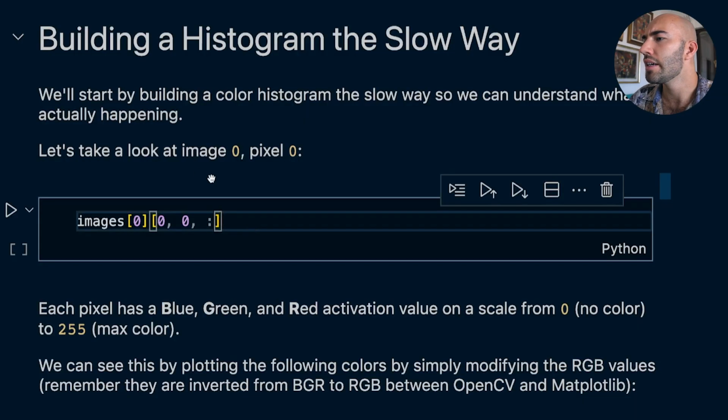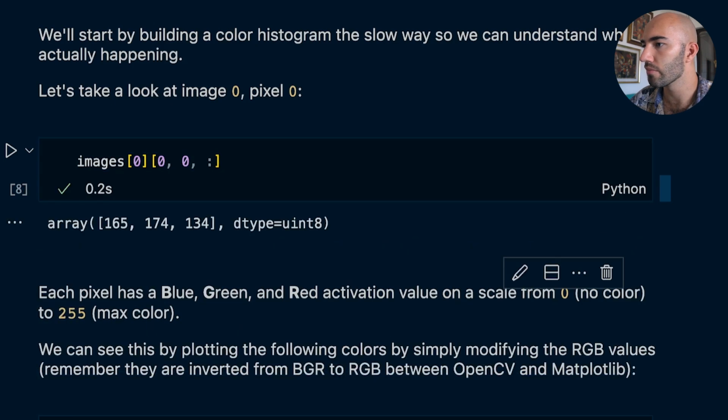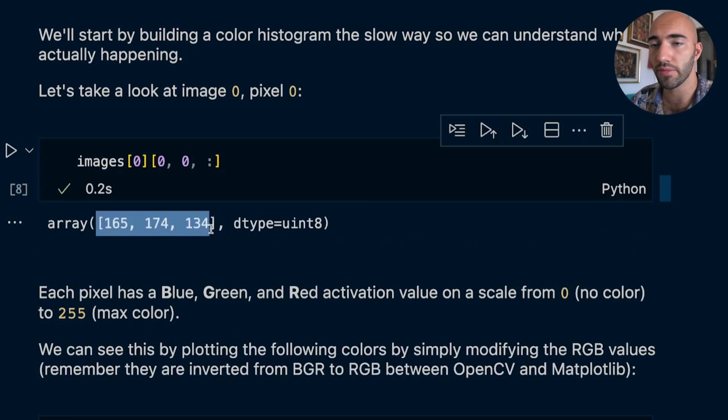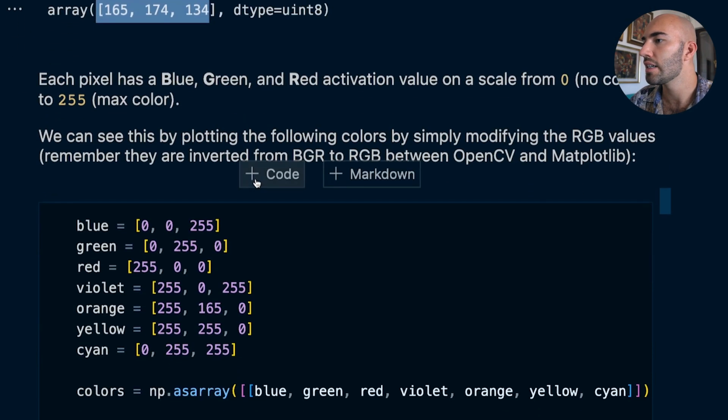So first we're going to go through building a histogram the slow way, just so we can understand exactly what is actually going on. So let's take a look at image 0 again, so the 3 dogs, and we're going to have a look at pixel 0. Okay, so we have those values. Again, this is the other way around, so it's blue, green, red.